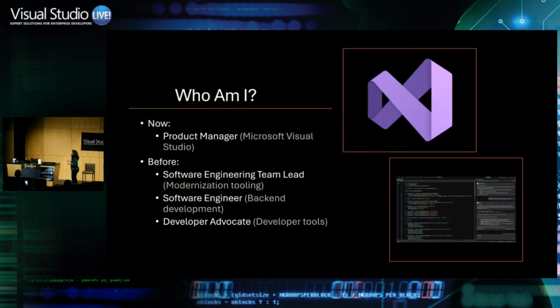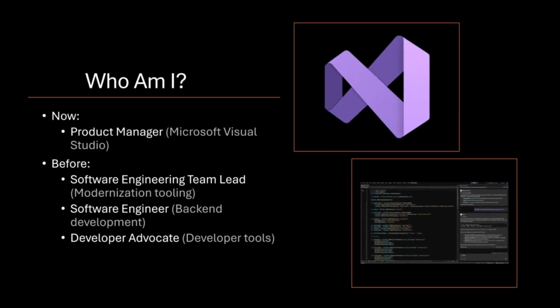So I'm gonna start by telling you a little bit about me. I am a product manager on the Visual Studio team. Previously, I was a software engineering developer lead on modernization tooling, and I was also a backend developer. And I've also been a developer advocate. I've had different roles, but if you ask me at the very core, what are you, Dalia? I'll tell you I'm a software engineer. I love to build software, and I love to have the computer do something that it couldn't do before. That's at the core who I am.